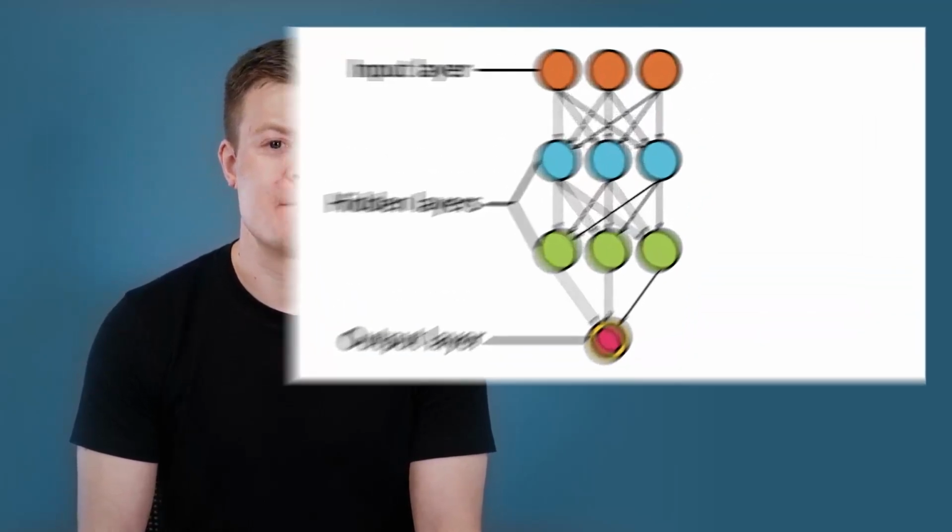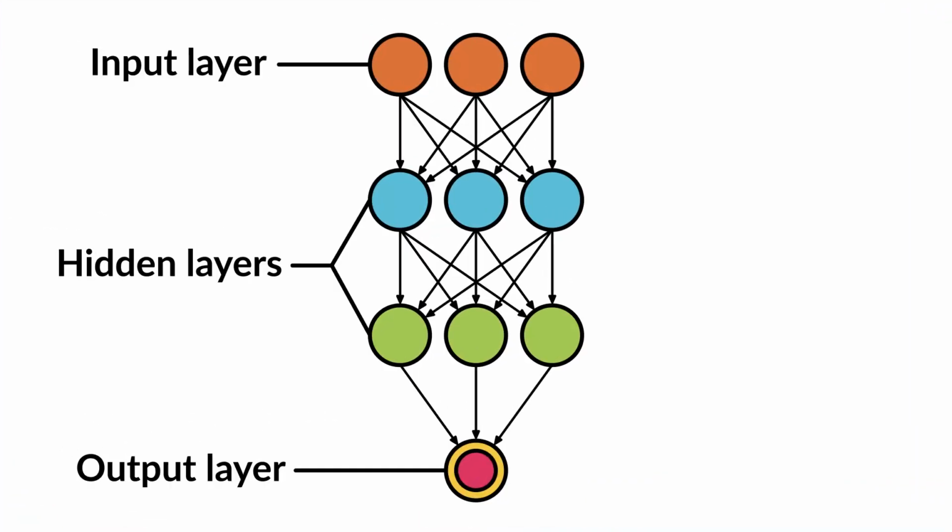In a process called backpropagation, the weights within the hidden layers are adjusted according to this loss, allowing the network to iteratively improve its accuracy by progressively minimizing the error or loss values computed at the output layer.